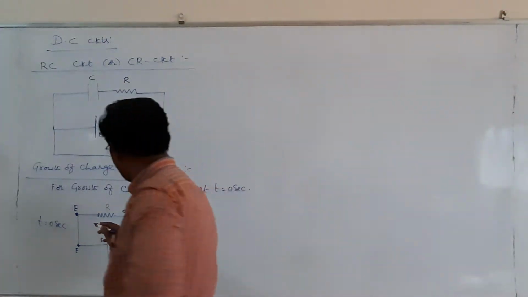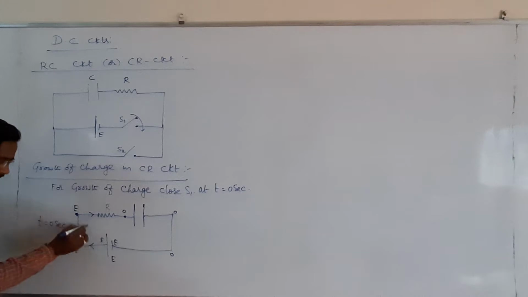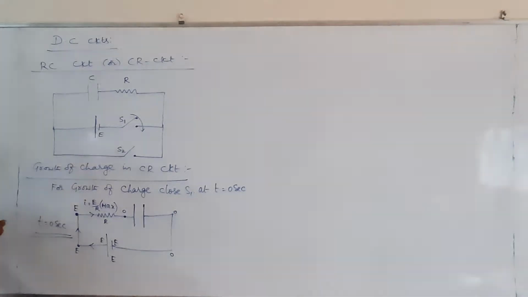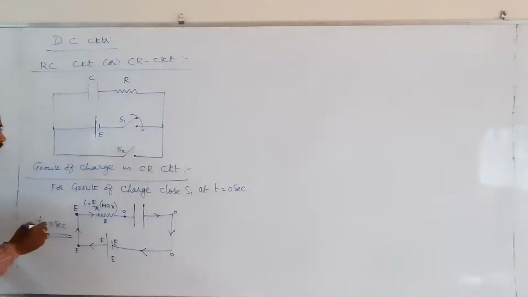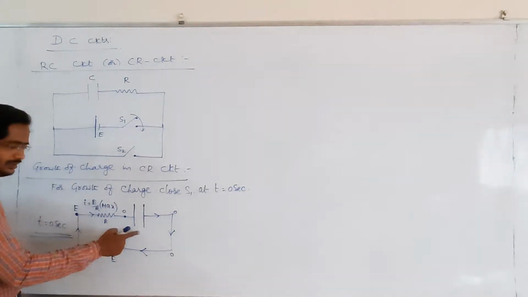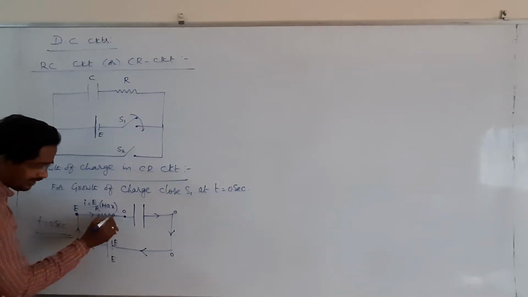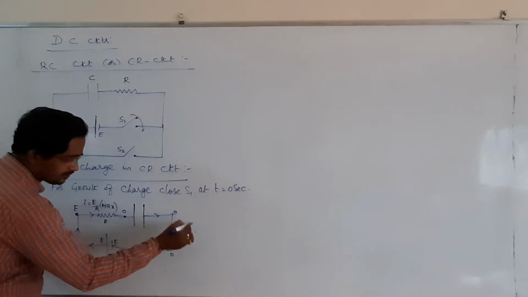So current flows in this resistor. How much current is flowing here? The current flowing here is equal to E by R. That means maximum current is flowing now at the time of 0 seconds. The current flows in this circuit like this. So at the instant of 0 seconds, the capacitor acts as what? As a wire. Because current flows freely in this circuit, how much current? Maximum, E by R.